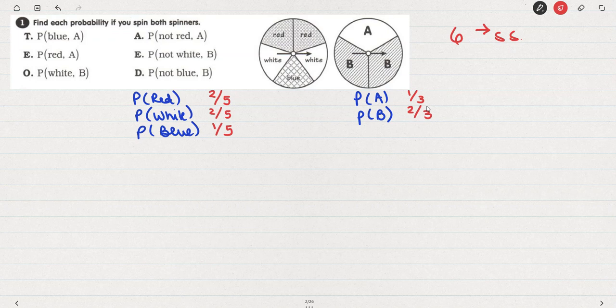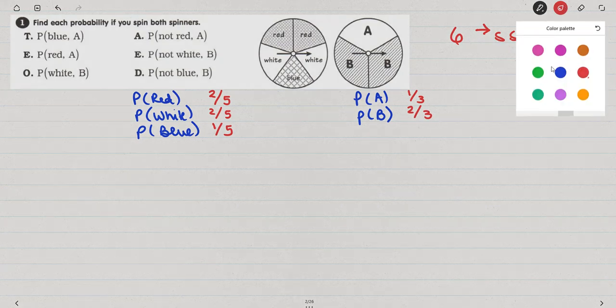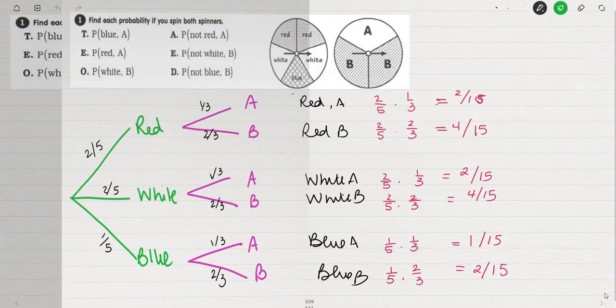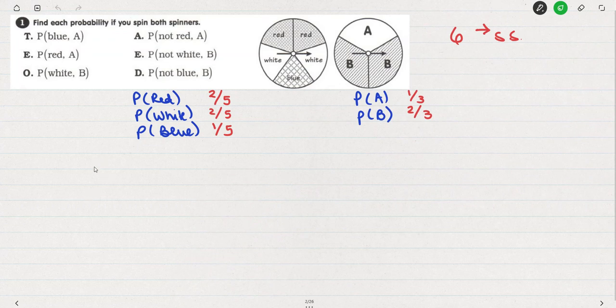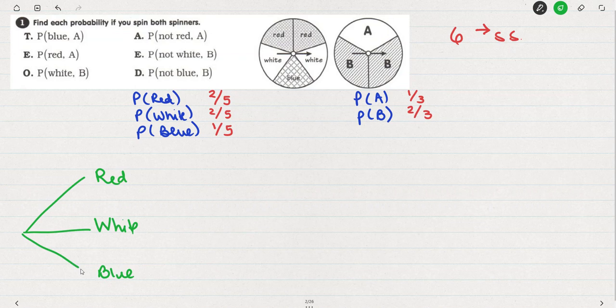So let's make this tree diagram. I'm going to start by listing the outcomes. Well, let me show you before we go to the completed one. On our first spin we could get a red, white, or blue. And so to draw the tree, we draw a line to each of red, white, and blue from one starting point. So it'll look something like this.